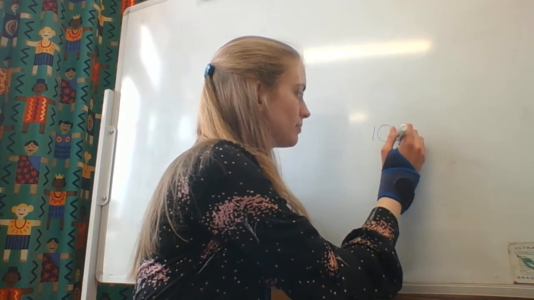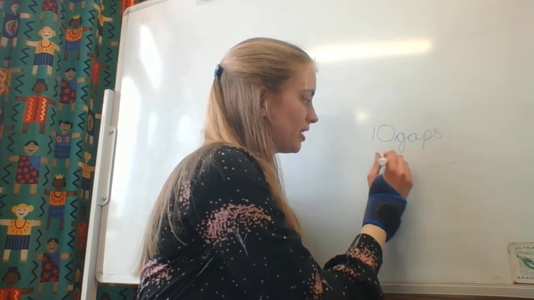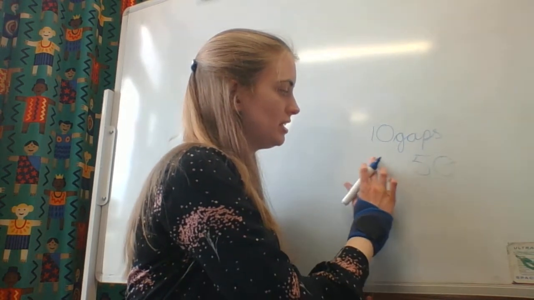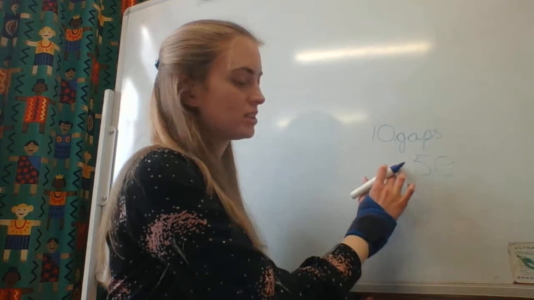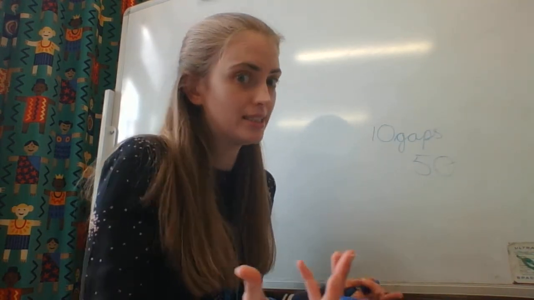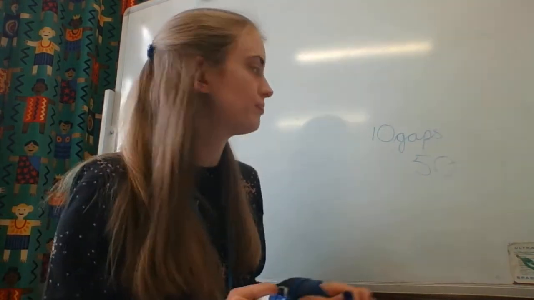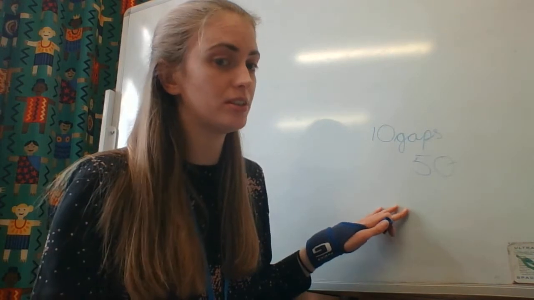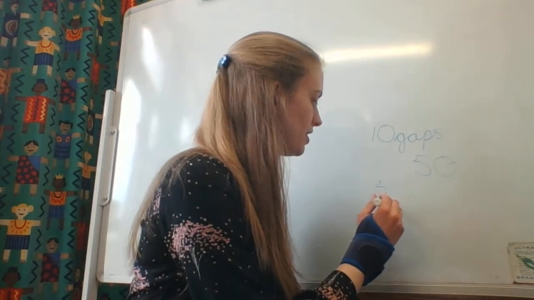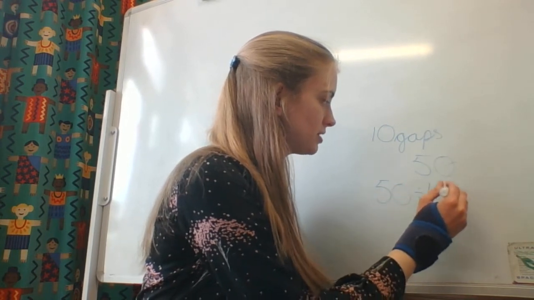So I've got 10 gaps, 10 equal size gaps, 0 to 50. So my 50 has been split, because it's the first number, 0 to 50. 50 take away 0 is 50. 50 add 0 is 50. Only works if you start at 0. 10 gaps to get to 50. 50 split into 10 groups.